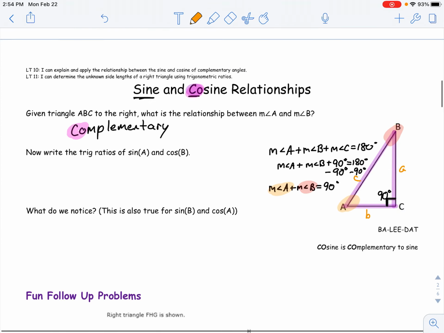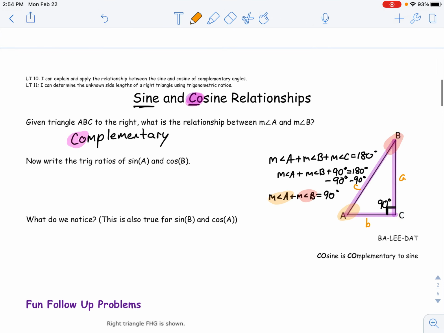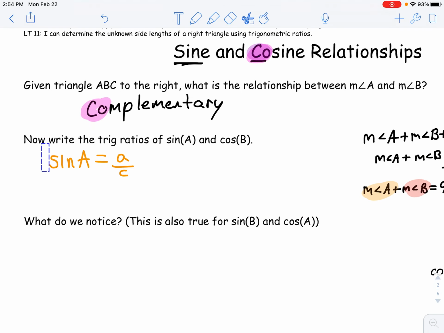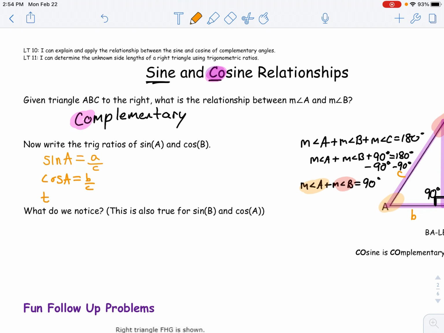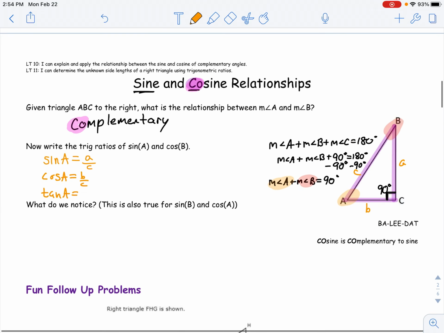Very random. But nonetheless, focusing on sine of angle A, well, the opposite is lowercase a and the hypotenuse is c. Let me zoom in a little bit, make that a little smaller. Cosine of angle A, well, the adjacent side was lowercase b, hypotenuse was c, and then tangent of A is opposite over adjacent. Okay, that's what we get right there.